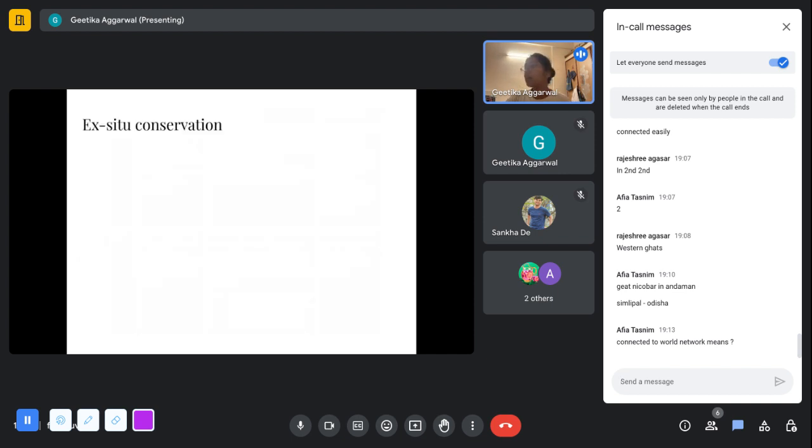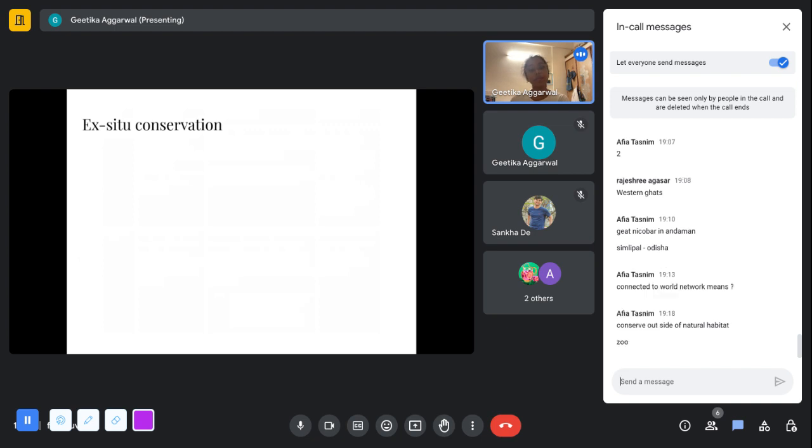Okay. Moving on to ex situ conservation. This was discussed in the last lecture. So, what do we mean by ex situ conservation? We've discussed it a lot now. So, can you guys tell me what is ex situ conservation? What are some examples of ex situ conservation? You're conserving outside of the natural habitat, correct? So, what would be some examples of an ex situ conservation?